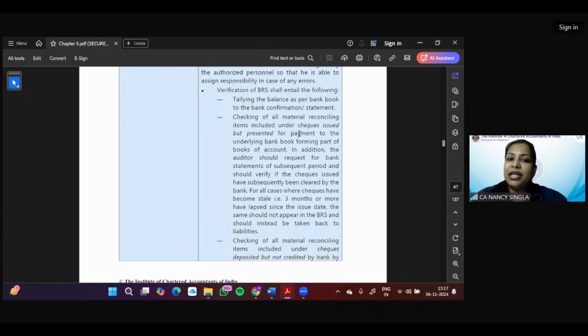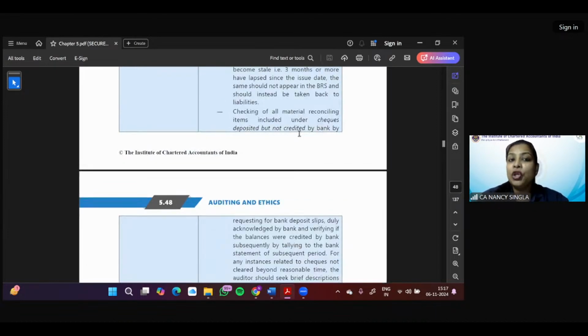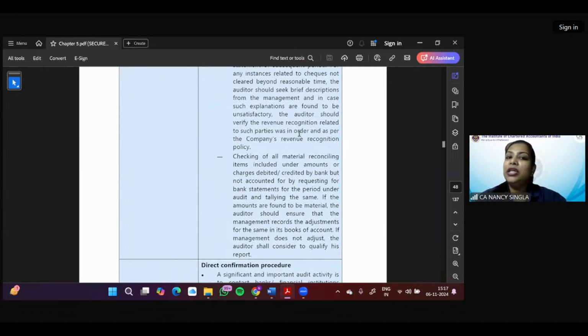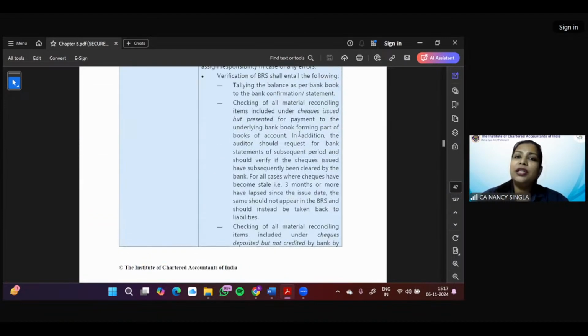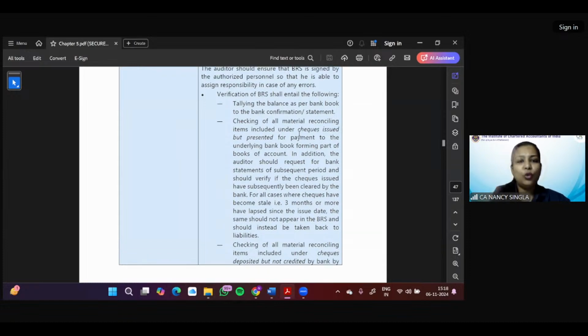Now, there can be various reconciling items like checks issued but not presented for payment, or checks deposited but not credited by the bank, or other reconciling items like interest or charges which are accounted for by the bank but not by the client organization, right? So the auditor is going to perform audit procedures with respect to such material reconciling items. Very simple. Now, you all are aware of how to prepare BRS. So just move step by step.